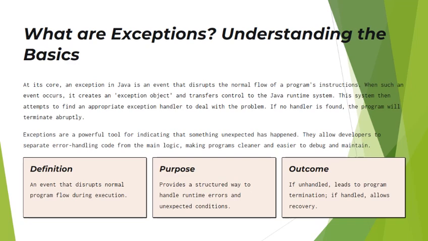Exceptions are a powerful tool for indicating that something unexpected has happened. They allow developers to separate error handling code from the main logic, making programs cleaner and easier to debug and maintain. Definition: an event that disrupts normal program flow during execution.